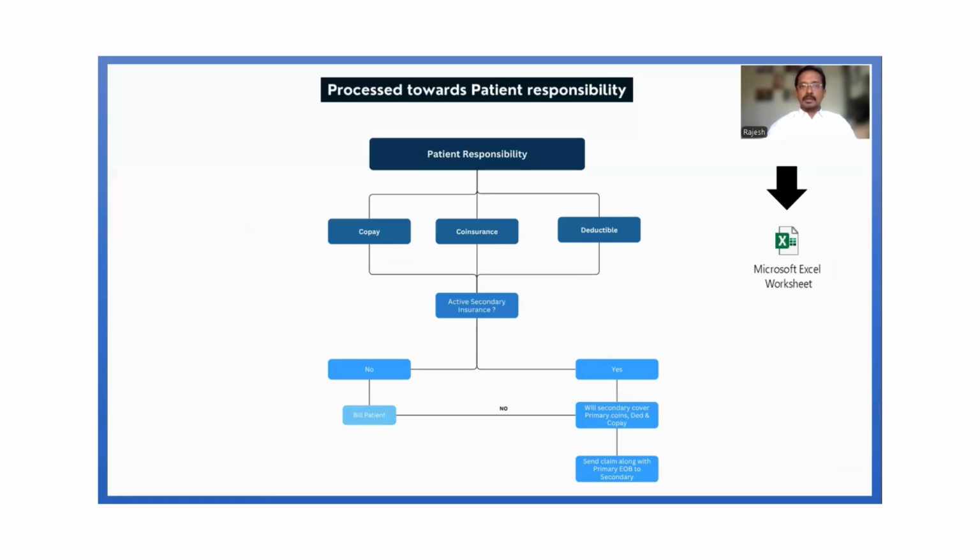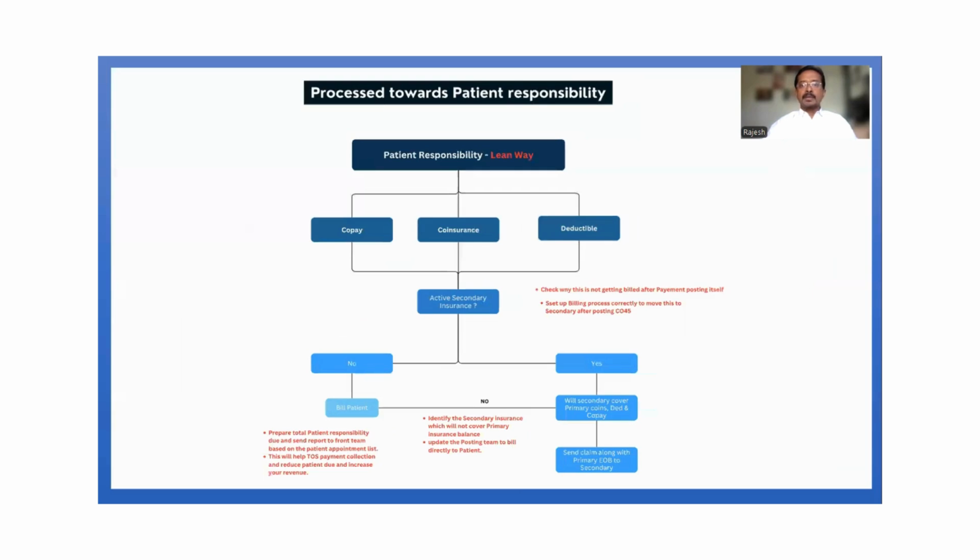So how do we incorporate the Lean methodology here? That's the major topic we are going to cover. The first thing, what do you need to do? The majority of insurances will not cover the deductible or co-insurance of the primary insurance. Before going to that point, make sure your payment posting team is posting and then filing the claim automatically to your secondary, and the PMS is involved. If it is not happening, please check why it is not happening in the PMS and try to fix that in the PMS. That is the first one.